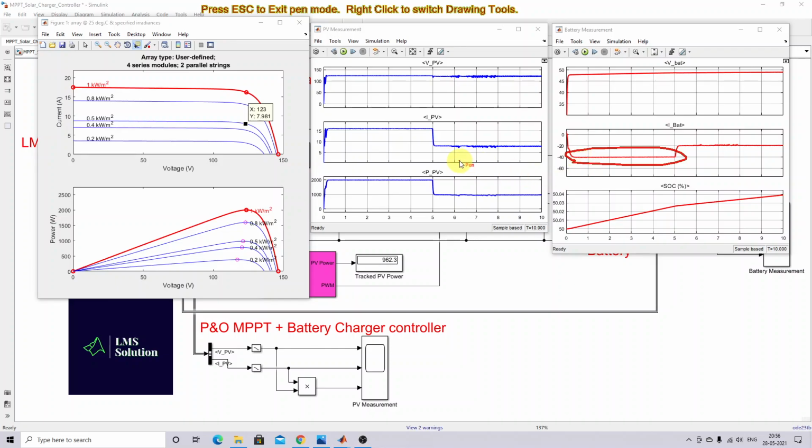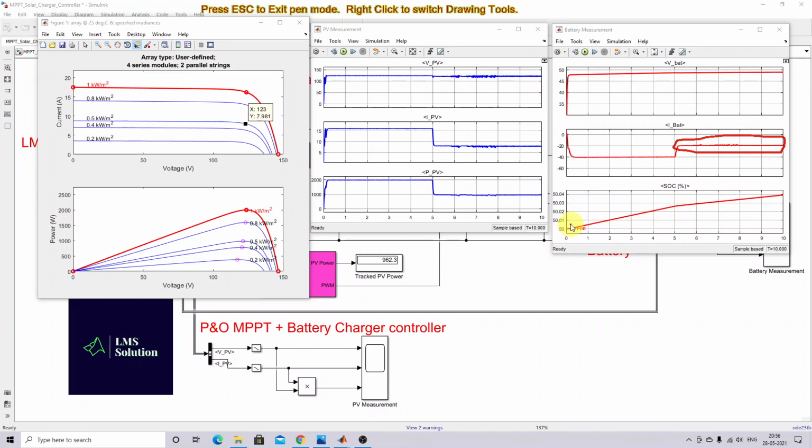So when the irradiation changed from 1000 watts per meter square to 500 watts per meter square, the charging current changed to minus 20 amps, okay. So depending upon the power in the solar panel, the charging current will change in the system. Okay. So here you can see the variation of SOC of the battery.